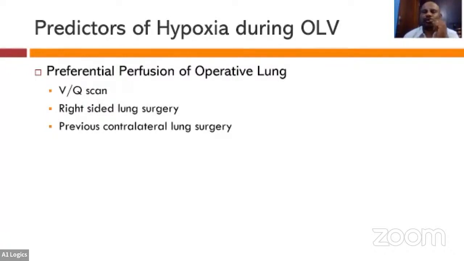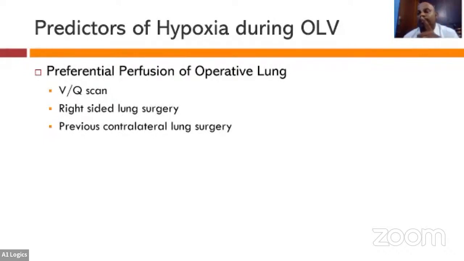If, in your preoperative VQ scan, there is preferential perfusion, or if there's a right-sided lung surgery where the lung tissue is more, or if there's a previous contralateral lung surgery like lung reduction surgery in the dependent lung, in these situations you have to be very careful when you see such patients.